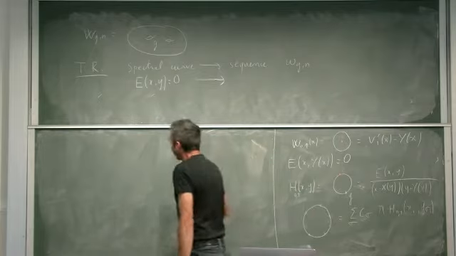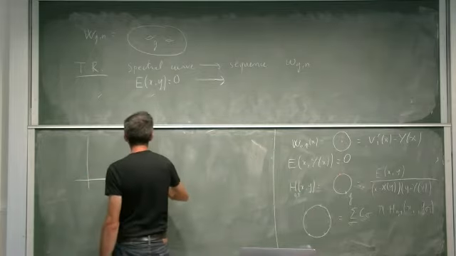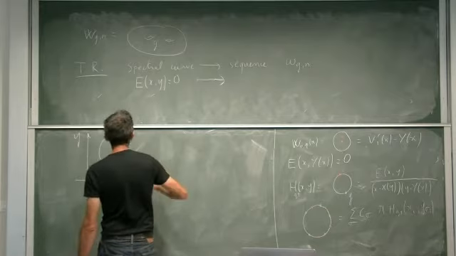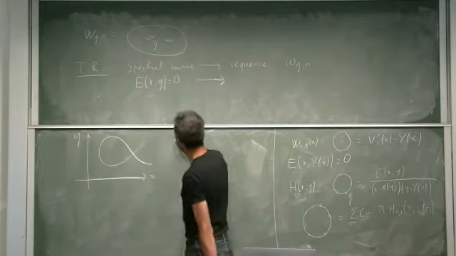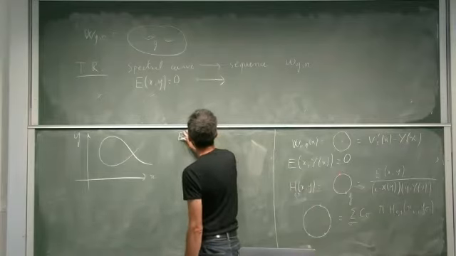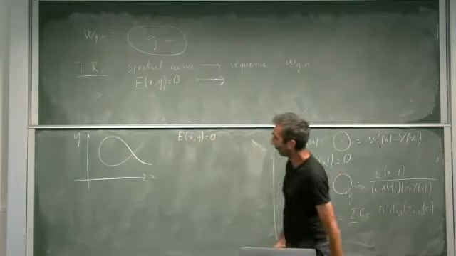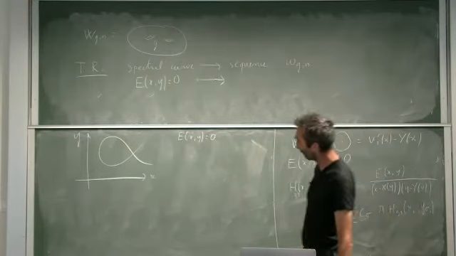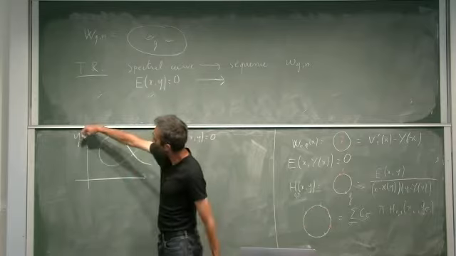Let me plot in the XY plane the set of all points such that E of x,y equals 0. It's a curve. But you should keep in mind that x and y are complex variables. So in fact, it is two-dimensional times two-dimensional.